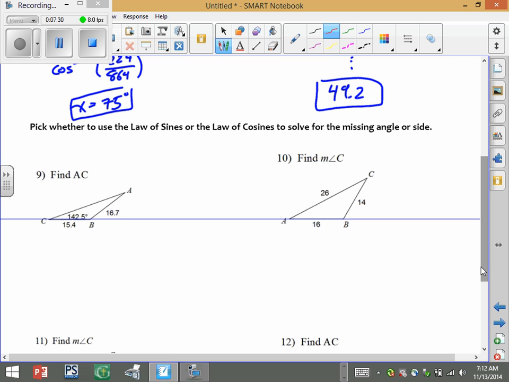I just realized that 142.5 is angle B. I was thinking it was angle C. Looking at it now, to find angle C, actually that's the perfect setup for law of cosines, so I apologize. Ignore what I just said. I was thinking the angle's in the wrong place. Find angle C. Here we go again. This is the perfect setup for using law of cosines with that angle formula we just did.